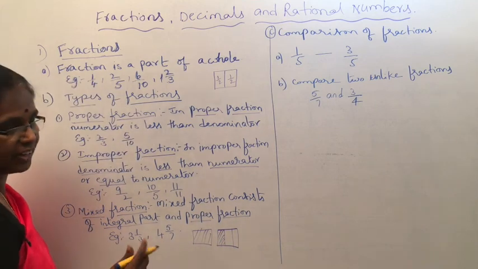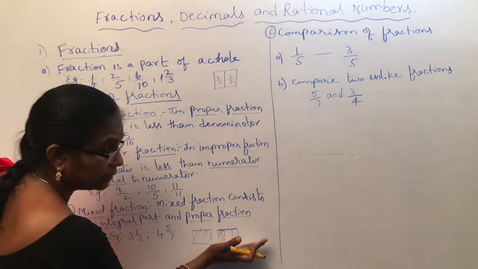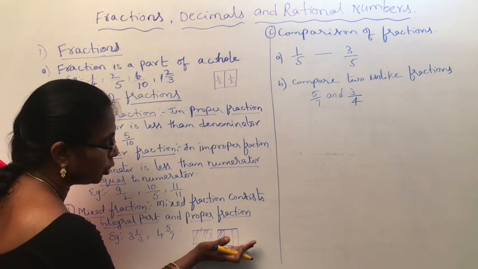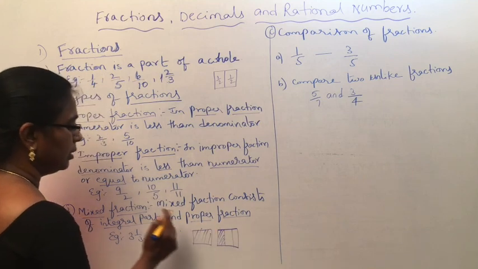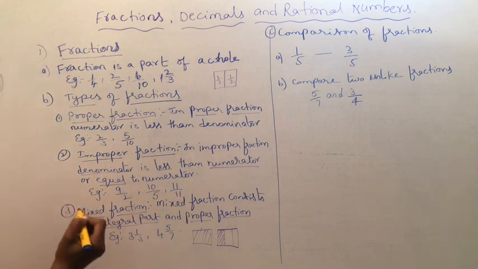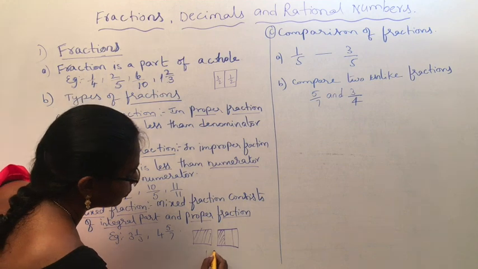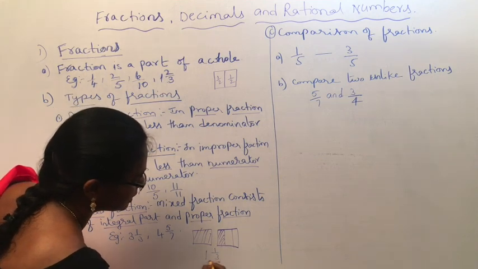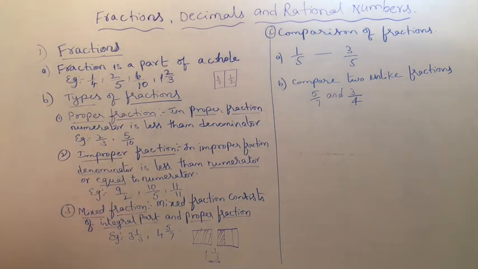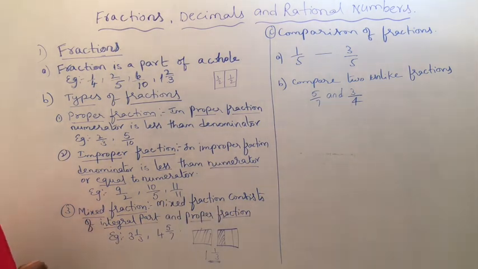This is called a mixed fraction. A whole number and a proper fraction, both together we call a mixed fraction. A mixed fraction we can change into an improper fraction. See, here 1, here 1 by 3. A mixed fraction consists of an integral part, meaning a whole number, and a proper fraction.